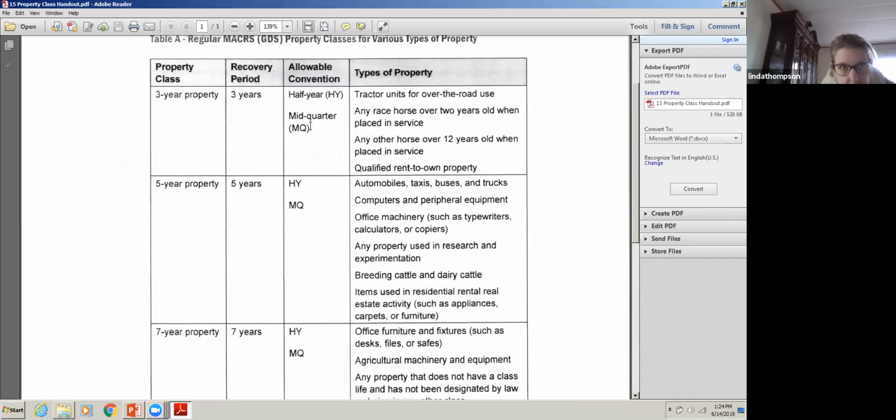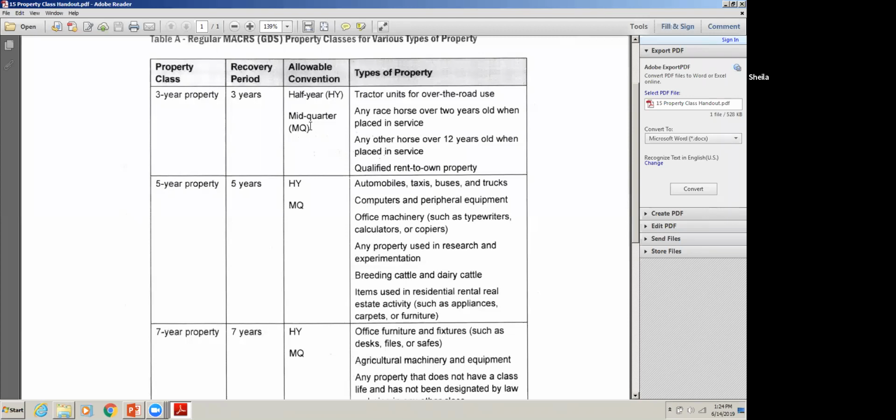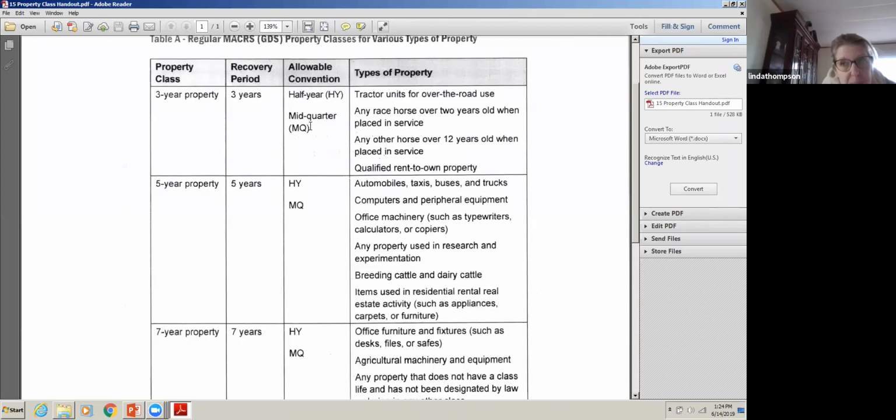When all the assets you bought through the year, the assets for the last quarter, total more than 40% of all your assets for the whole year. Just to be a little more accurate, it's more than 40%. If it was just 40%, you wouldn't have to. But if it's more than 40%, then you have to use mid-quarter. Otherwise, you're using half-year.